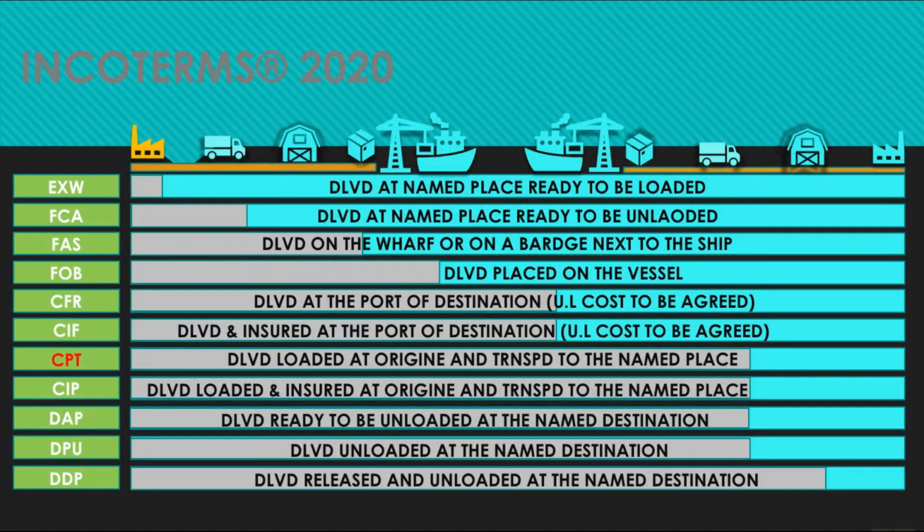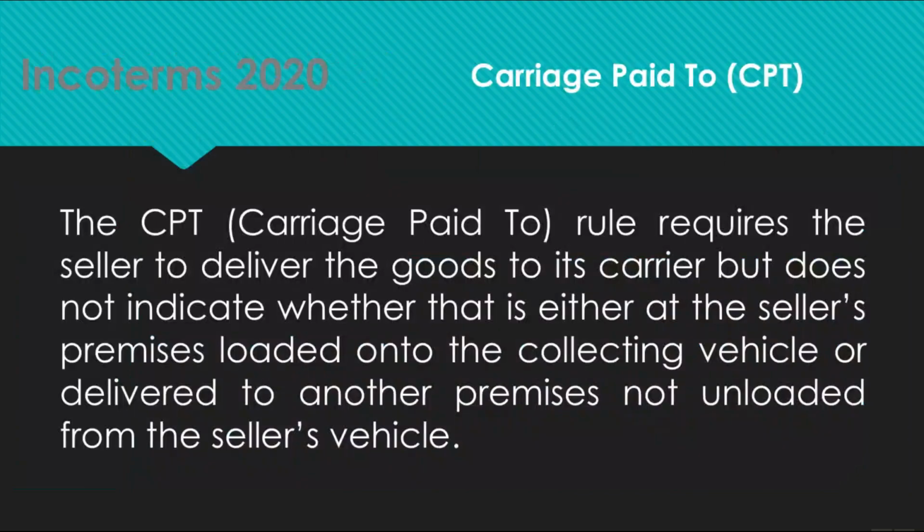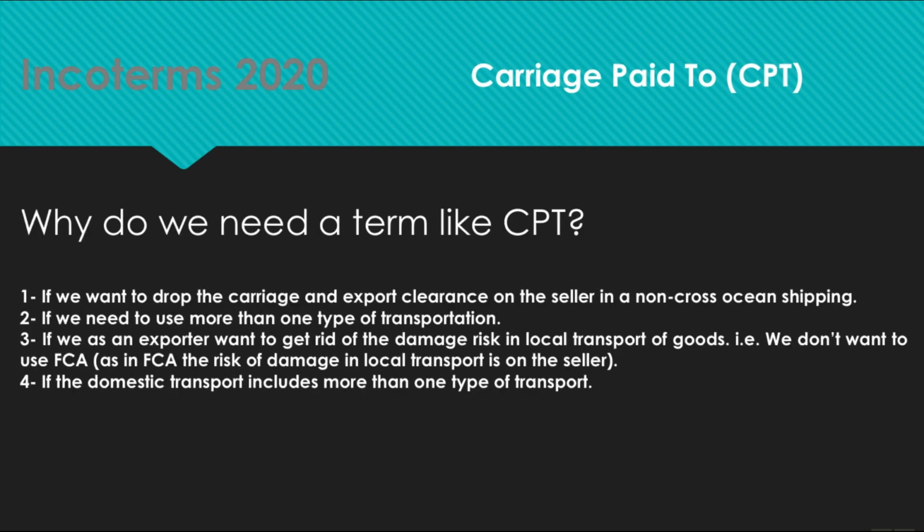Here you see CPT, meaning delivered, loaded at origin and transported to the named place. Here is the definition in the book. The CPT rule requires the seller to deliver the goods to its carrier but does not indicate whether that is either at the seller's premises, loaded onto the collecting vehicle, or delivered to another premises not unloaded from the seller's vehicle. Why do we need a term like CPT?